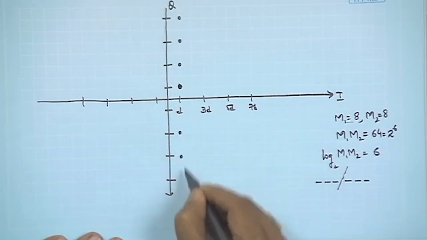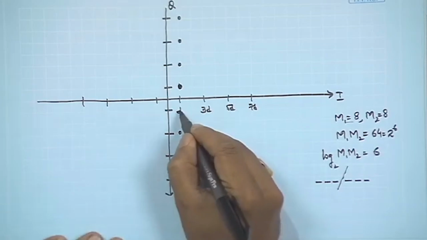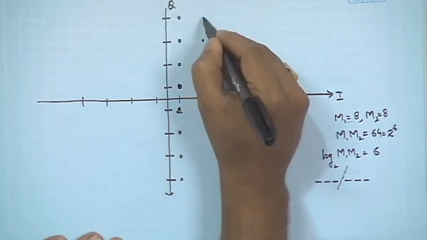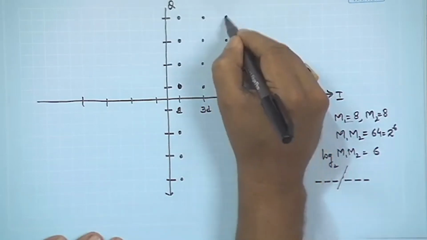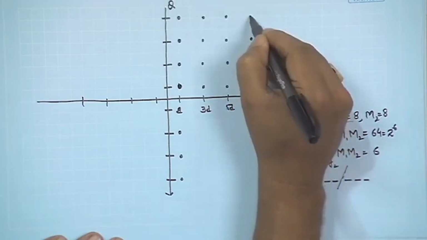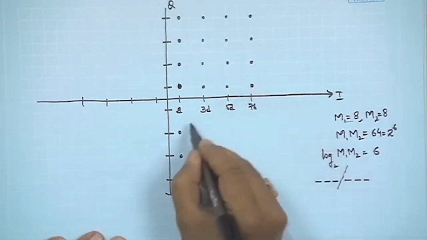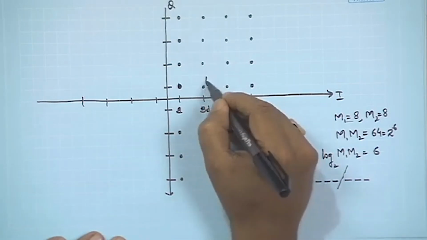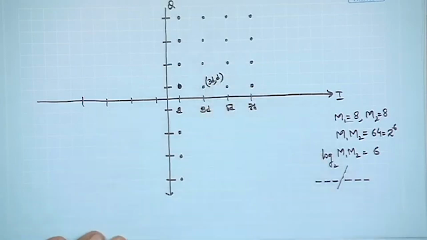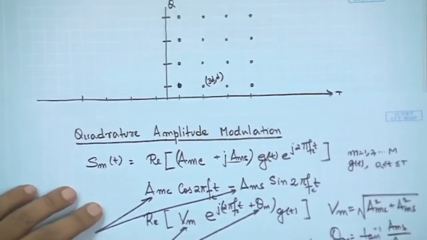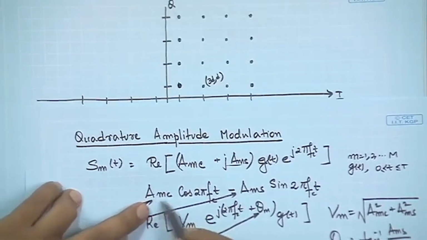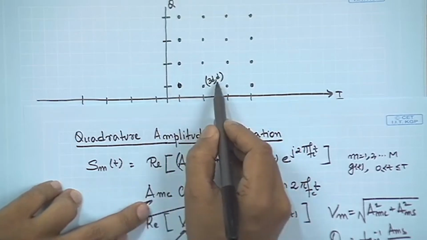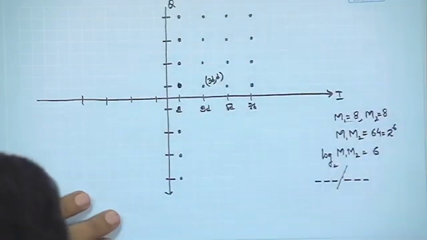So, you could choose all these points in the signal space diagram. Similarly, you could fill up the entire space and form constellations. These dots indicate the constellation locations. For example, this particular dot would have the value 3D and D. That means, if we compare with this particular expression, we would find AMC as 3D and AMS as D. That is how this particular mapping would happen.